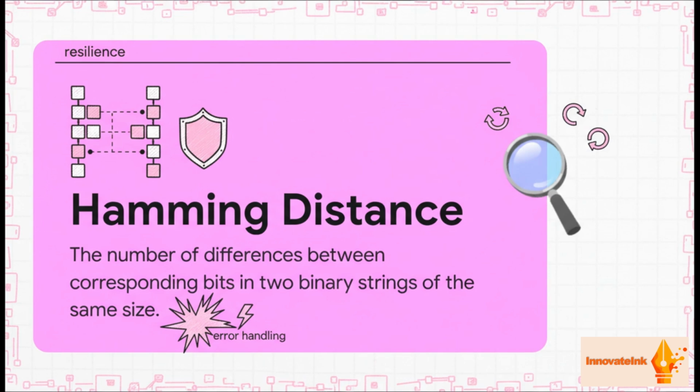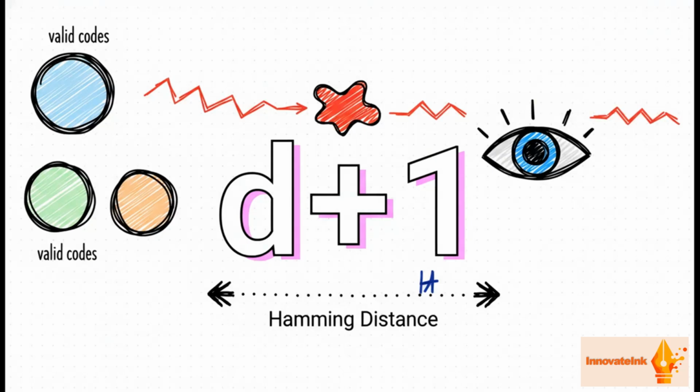Now, to really get a feel for the power of error correction, we have to talk about something called Hamming distance. It's a simple but really powerful idea. How many bits would you have to flip to turn one valid code into another valid code? The bigger that distance, the more resilient our data is to errors. So here's the rule of thumb. To be able to detect D number of errors, the minimum Hamming distance between any 2 of our valid codes has to be at least D plus 1.